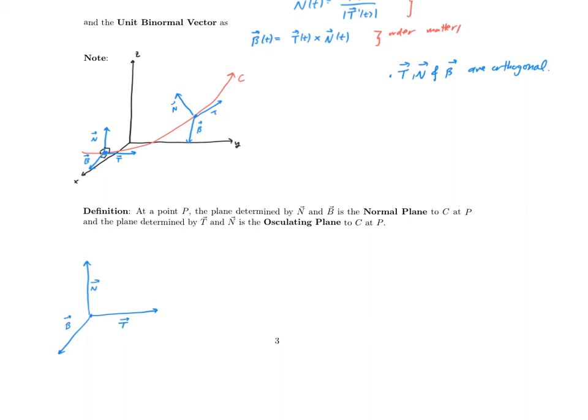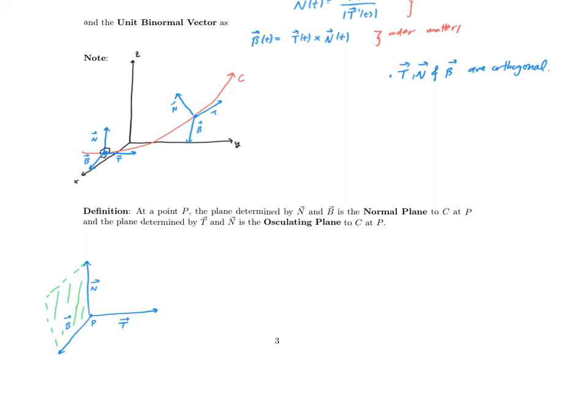And in this definition, we say at a point P, so we have our point P where we found that unit tangent, normal, binormal, the plane determined by N and B. That is to say, and I'll shade this in green, the normal and the binormal vector at that point P, they determine a plane. And note, as you go around the curve, that plane is going to change, but relative to a specific point, you have this plane. And that is referred to as the normal plane to the curve at P.